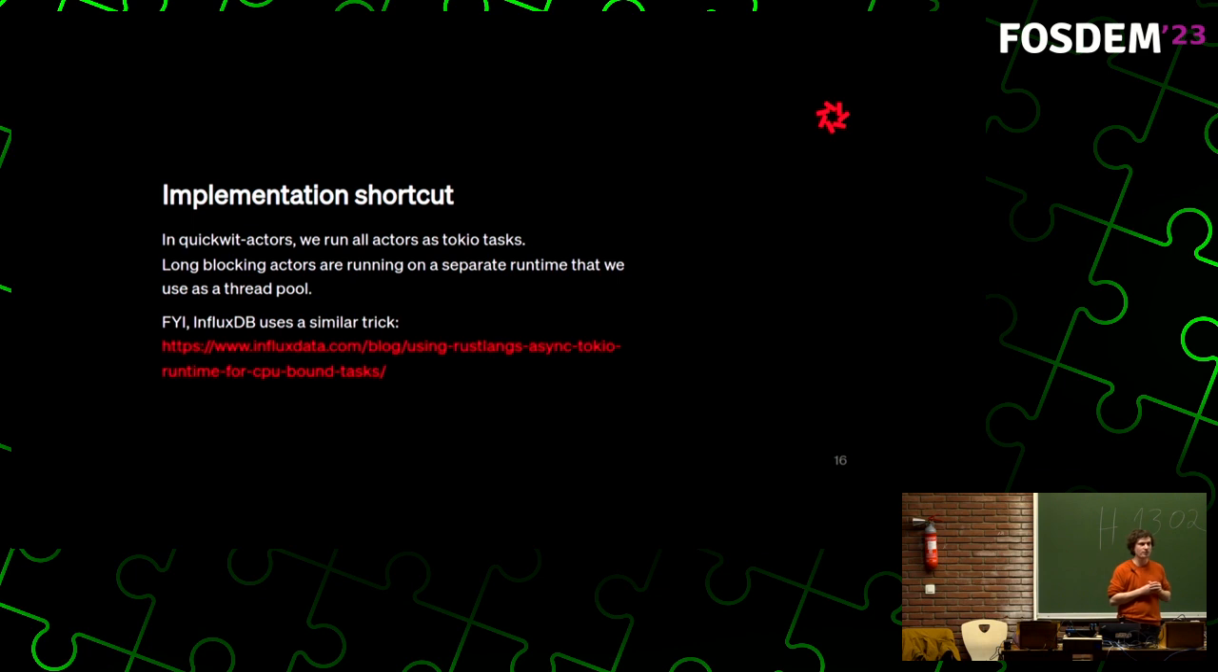Instead of running stuff on a thread pool, what we do is that we have several Tokio runtimes, and we have a Tokio runtime that is dedicated to act as a thread pool. The benefit of this implementation shortcut is that it gives us the possibility to write exactly the same code for an async actor or a sync actor, which is neat. And by the way, we're not the only ones to use that trick. InfluxDB actually wrote a blog post about this a little while ago.